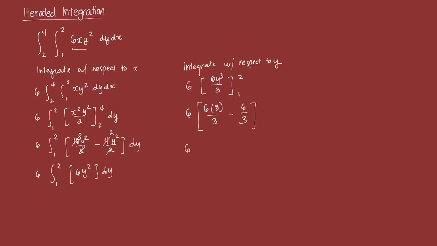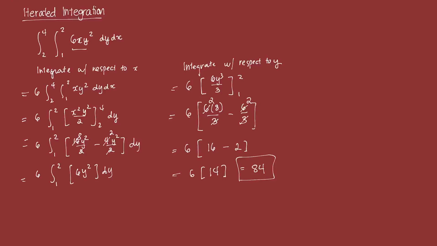Then we simplify everything, so this can cancel out, this can be 2, then this can be 2, so that's going to be 16 minus 2. Just to be clear, let's put the equal sign. Then 6 times 14. In this case, this is equal to 84. So the solution to this integral is 84.